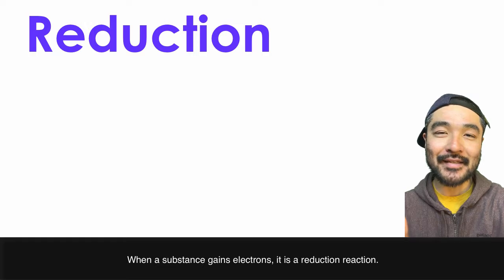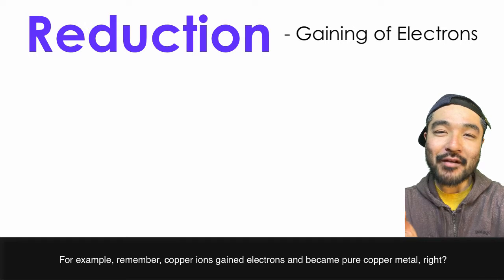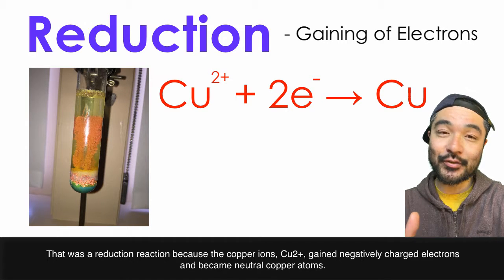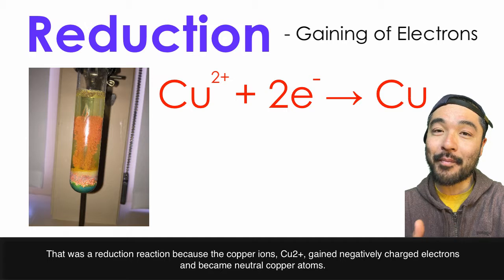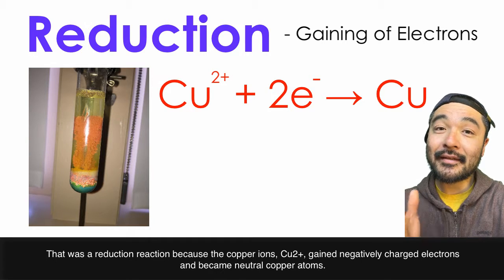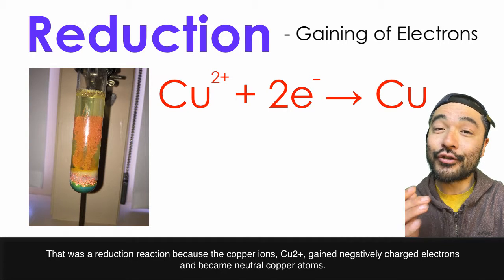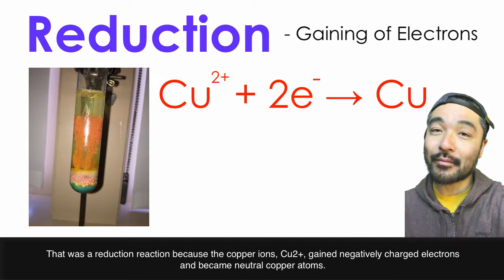When a substance gains electrons, it is a reduction reaction. For example, remember copper ions gained electrons and became pure copper metal, right? That was a reduction reaction because the copper ions, Cu2+, gained negatively charged electrons and became neutral copper atoms.